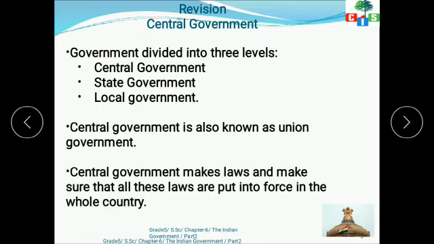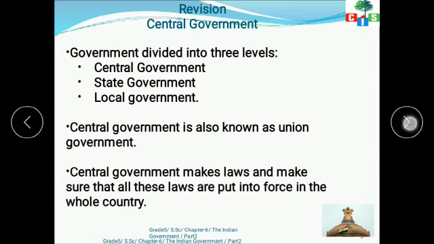Now, first of all, let's revise the central government. As we discussed in the previous video, the whole government is divided into three levels. What are the three levels? These are central government, state government, and the local government. This central government is also known as union government. Central government makes laws and makes sure that all these laws are put into force in the whole country. So this is the role of central government, that they make the law and they find out whether the laws are put into action in the whole country.